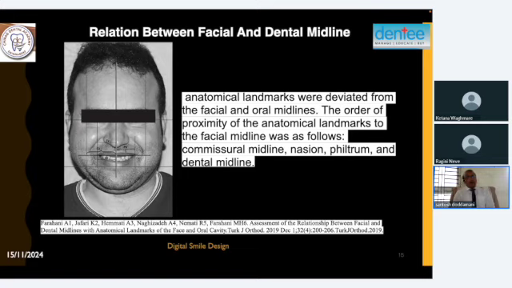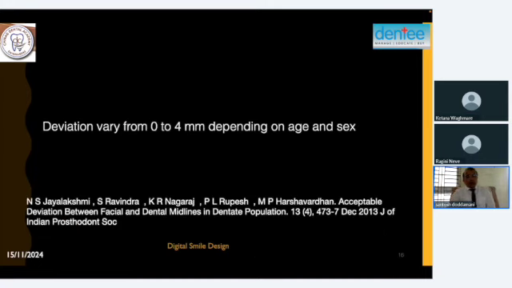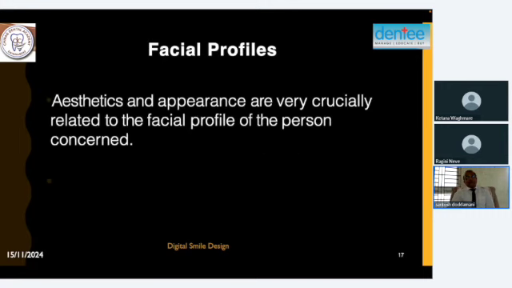So why am I telling you these two? Because the software will check this dental and the facial midline. Okay. So most of the times these two may not coincide. I think around 0 to 4 millimeter variation is common. You don't have to change the midline. Okay. So 0 to 4 millimeter is acceptable.